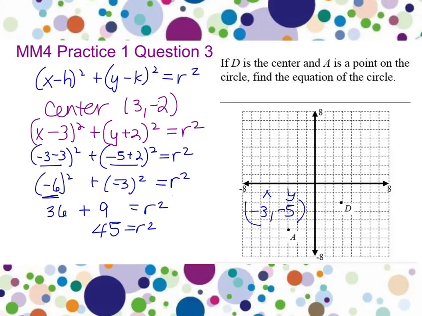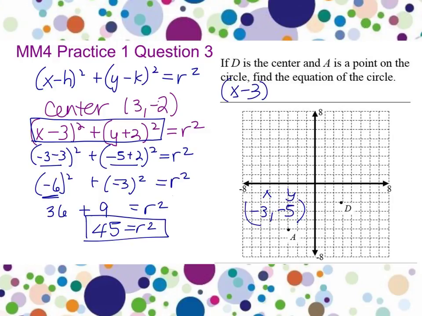So we only need the r squared value to write the equation. The radius is the square root of 45, but we need the r squared value. So our final equation, we got part of it from this first line. So I'm going to write x minus 3 squared plus y plus 2 in parentheses squared equals, and now we use our r squared value, 45.